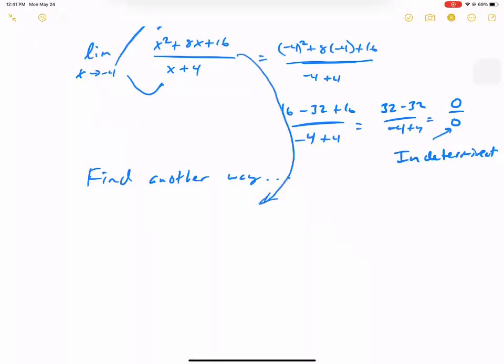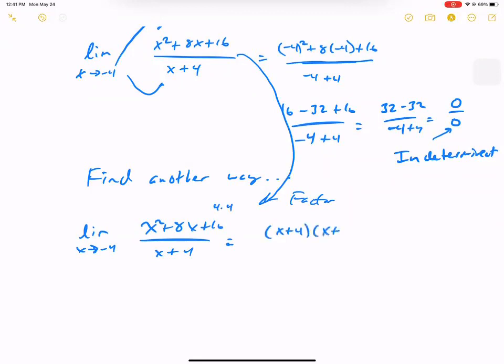So we have to now factor our problems. With the polynomial x squared plus 8x plus 16 over x plus 4 as x approaches -4, we are going to factor this problem if possible. In this case, the polynomial is factorable: two numbers that multiply to 16, or 4 times 4. So we have x plus 4 times x plus 4, all divided by x plus 4. You will see now that we have a common factor on top and bottom.